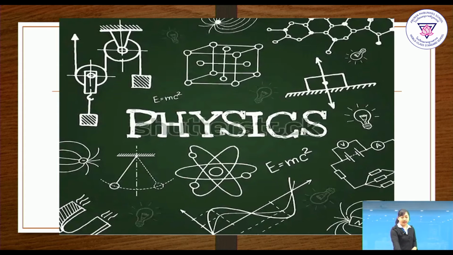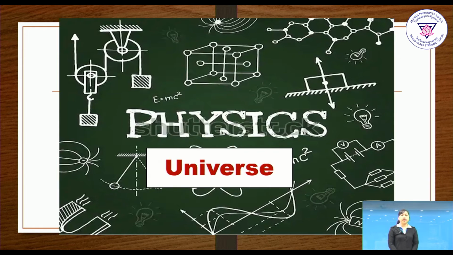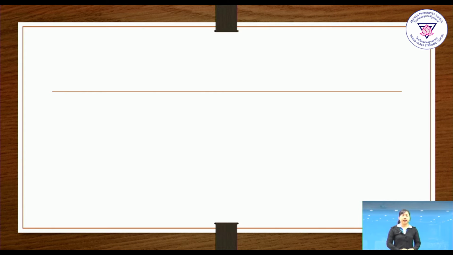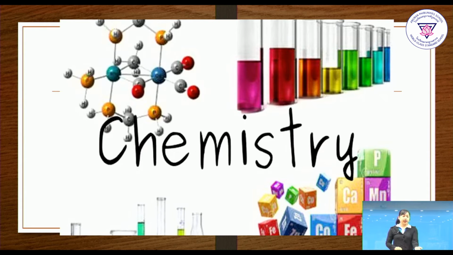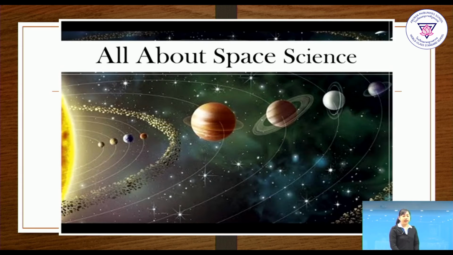The next one is physics. Physics studies the universe. What are the objects that can be found in the universe? The next branch is chemistry. As you can see in the picture, we have the elements, compounds, and their symbols. The next one is space science. Space science deals with the objects that can be seen outside the planet Earth.